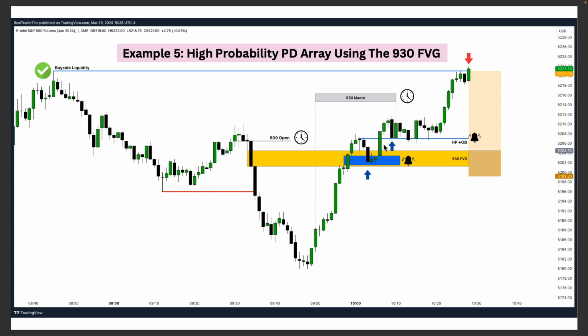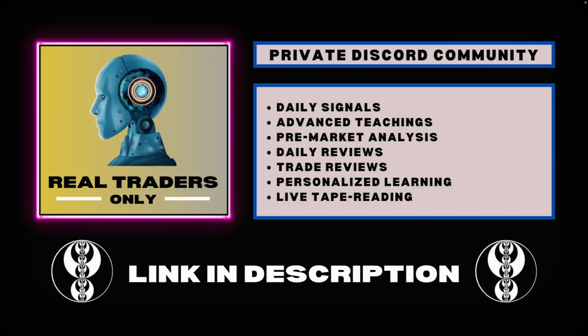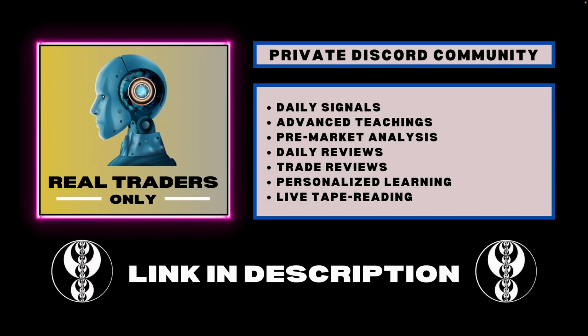Okay, so utilizing the 9:30 fair value gap, we can start to understand any PD arrays that are nested within the 9:30 fair value gap, as long as the target isn't met, can be high probability PD arrays. Okay, everyone, that is going to do it for the 9:30 fair value gap video.